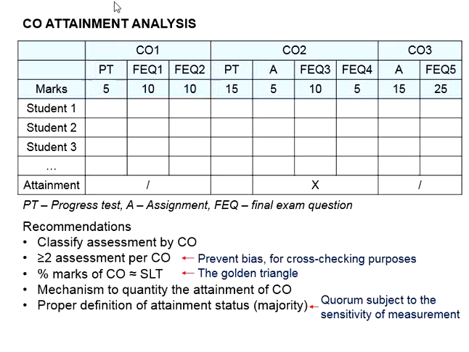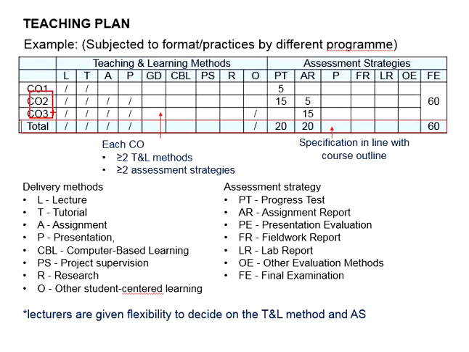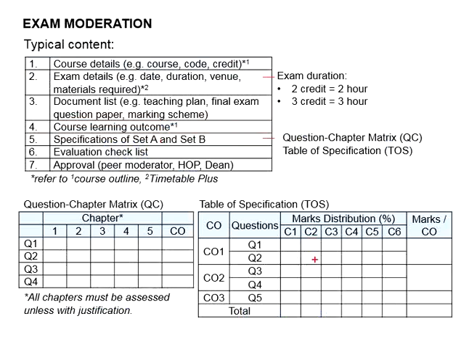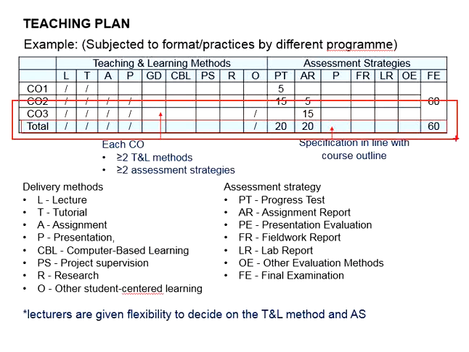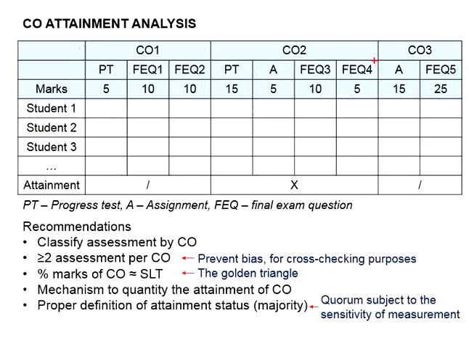Now, when you analyze the CO attainment, there will be progress test 5% and final exam question 1 and question 2. As for CO2 here, 15 marks progress test, 5 marks assignment, and there will be the final examinations, where you have question 3 and question 4. Therefore, you will see CO2 here having the progress test, assignment, and final exam question 3 and question 4. Same goes for CO3, assignment and final exam questions.